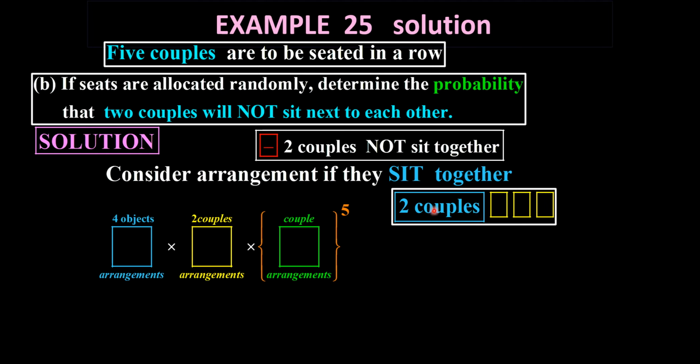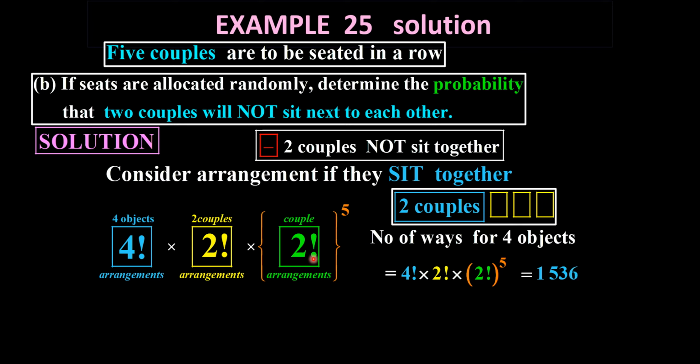There are 4 people there. So there's 2 couples, so the 2 couples can be arranged in a certain way, and then each couple, remember there are 5 couples, they can also be switched around still. So there are 4 objects, that's 4 factorial, right? 2 couples can be arranged in 2 factorial ways. Each couple can be arranged in 2 factorial, can switch them around, but there are 5 of them, so I raise it to the 5.